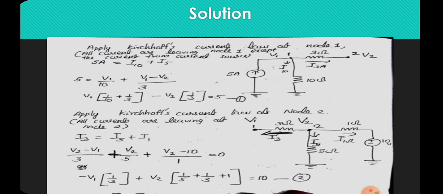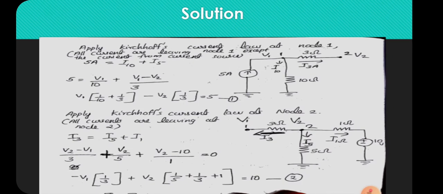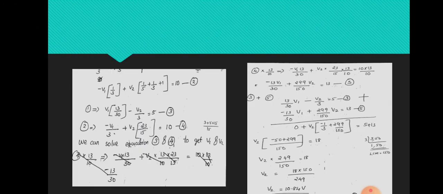Why V2 minus 10 comes? Because 1 ohm is connected between node 2 and, at the other terminal of the 1 ohm, a 10 volt battery. So we are taking the current through 1 ohm as V2 minus 10 divided by 1. So algebraic sum of all these currents will be equal to 0. So we can rearrange the above equation as minus V1 into 1 by 3 plus V2 into 1 by 5 plus 1 by 3 plus 1 equal to 10. That is second equation. So we got two equations and two variables, and we can simply solve that equation.